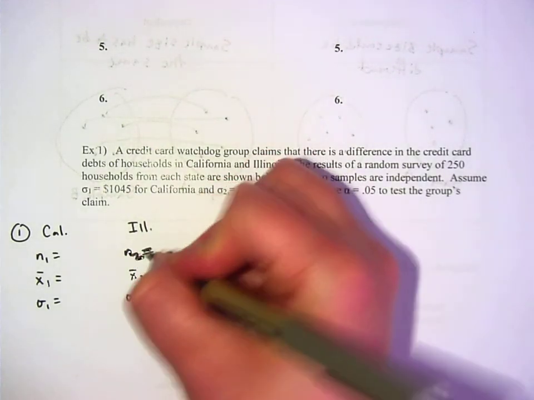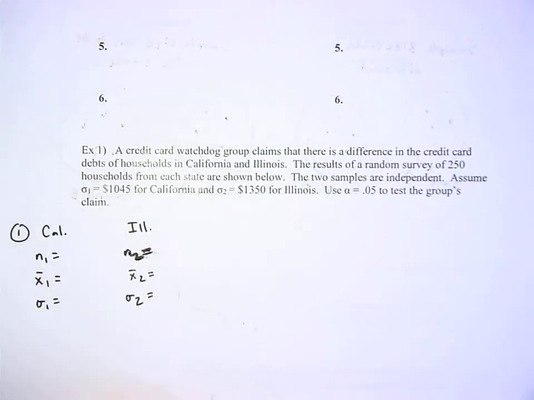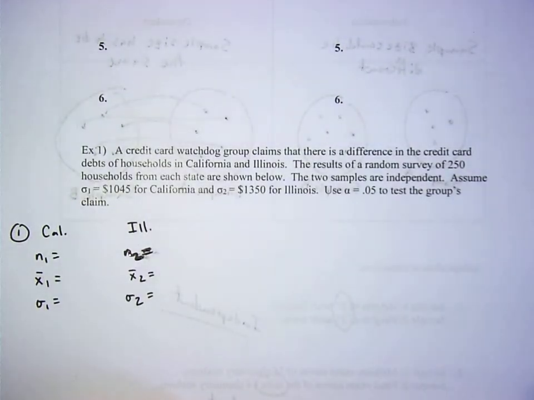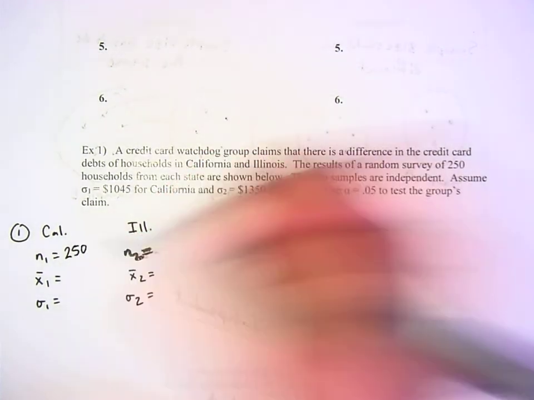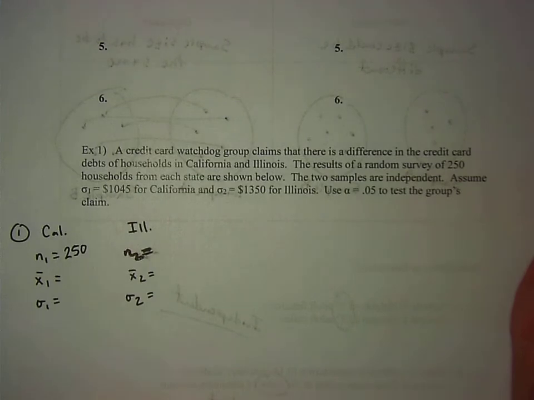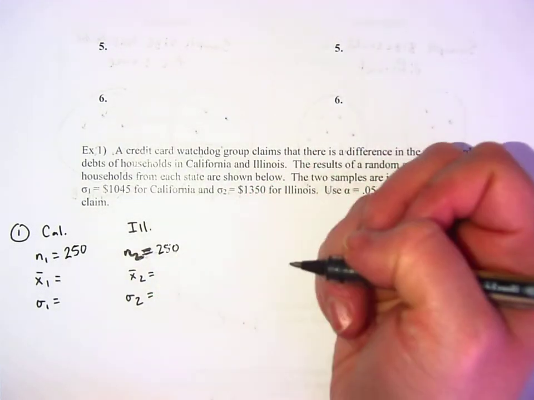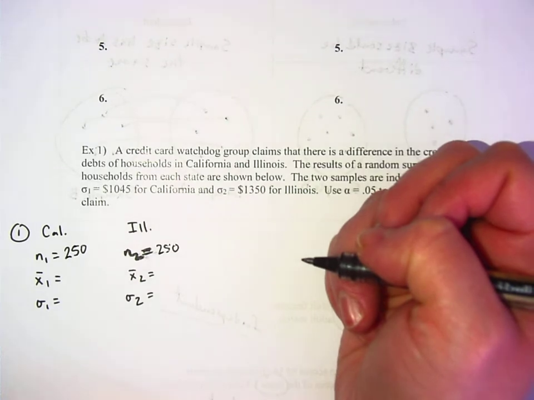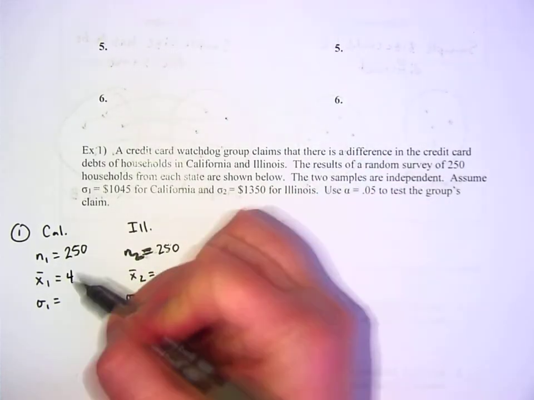All right, I'm just calling Illinois sample 2 and California sample 1. So California had a sample of 250 households. So did Illinois. The X-bar for California was 4,777.